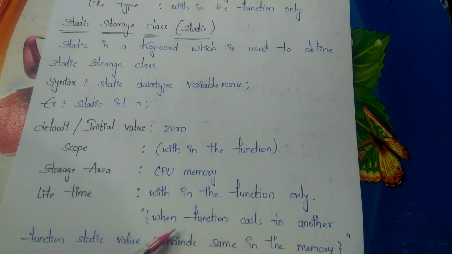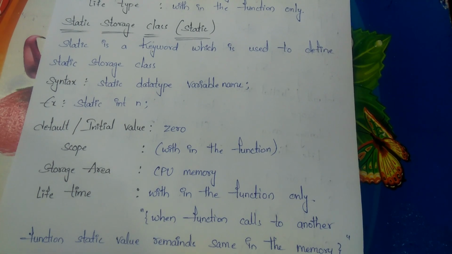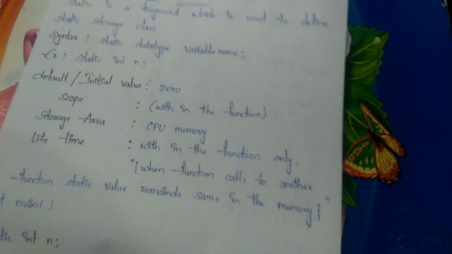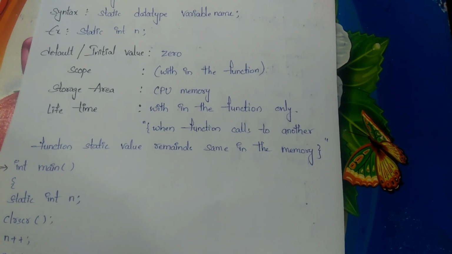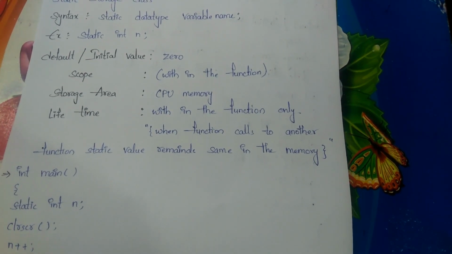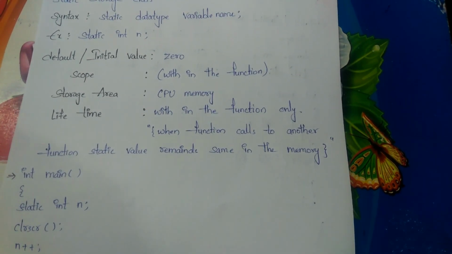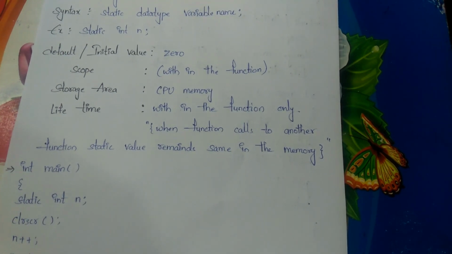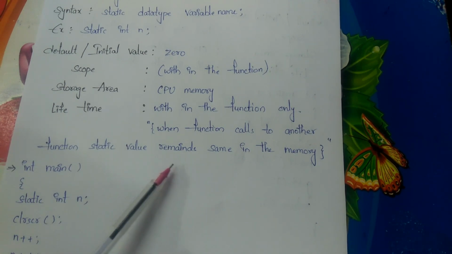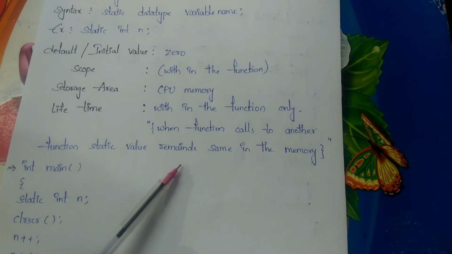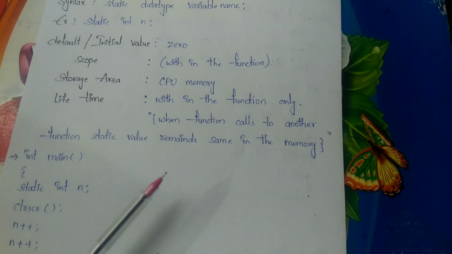So when a function calls another function, the static value remains the same in the memory. We not only use one function in a program, we use many functions. So when we call one function from another function, the static value always remains the same in the memory block. So let's see the program on this.